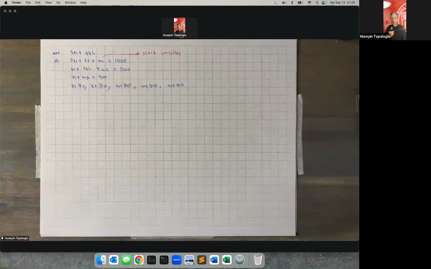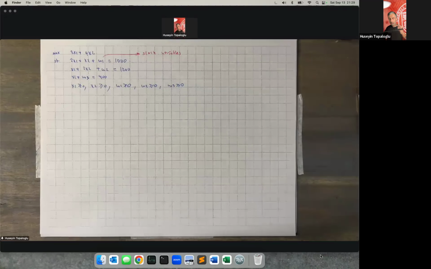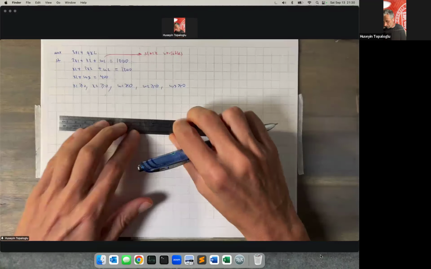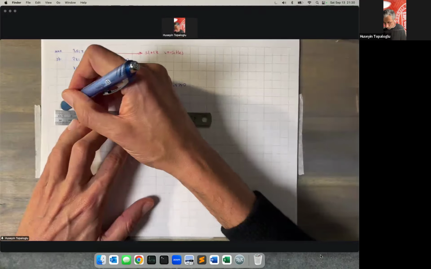The second thing we're going to do is we're going to express our linear program as a system of linear equations. We're going to have one linear equation for the objective function, and we're going to have one linear equation for each one of my constraints. So let's express our linear program as a system of linear equations.